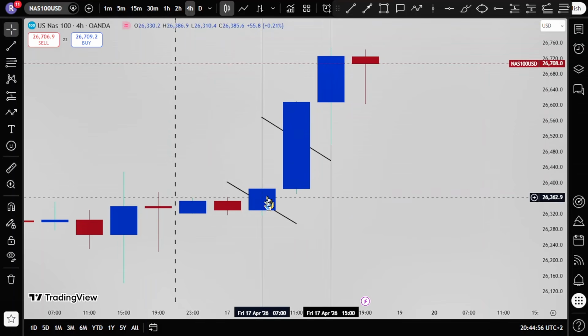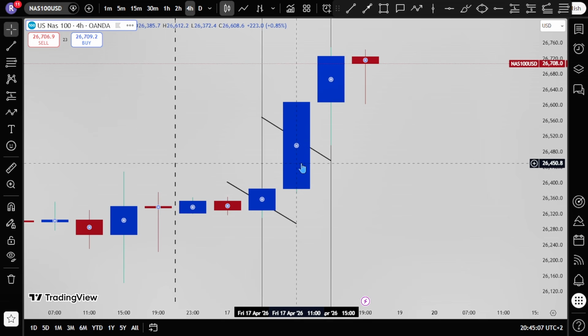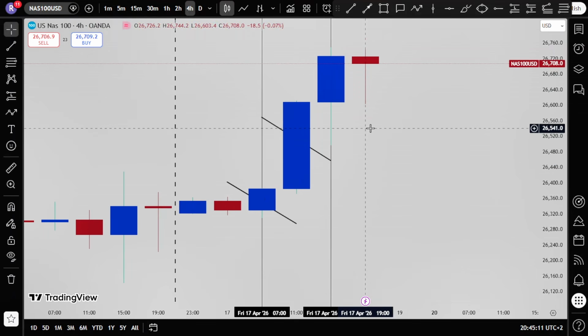Right here, we've got a full blue candlestick to the upside, just short, and then the second candlestick, this big blue candlestick, showing us full momentum to the upside. This means we've got a continuation to the upside. So what we found on the 15-minute time frame is exactly the same thing that we are seeing on the four-hour time frame.